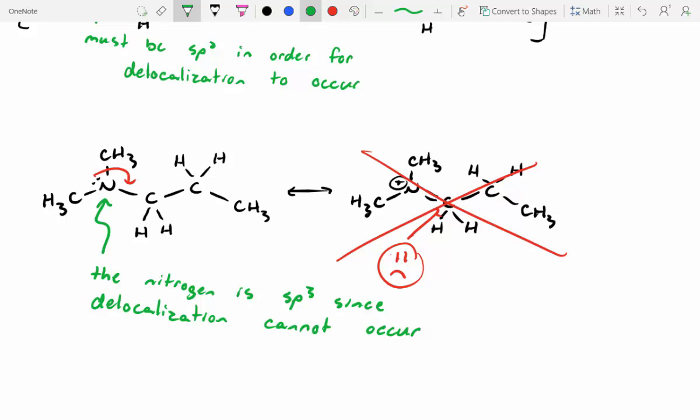All right, so anytime you're trying to determine the hybridization of an atom from here on out, check to see if there's a resonance structure that you can draw. If there's a resonance structure, that could change the hybridization of that atom. If there are no resonance structures, stick with your gut and go with your original VSEPR theory prediction.